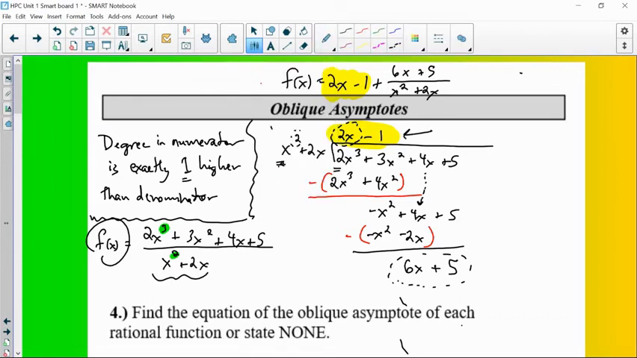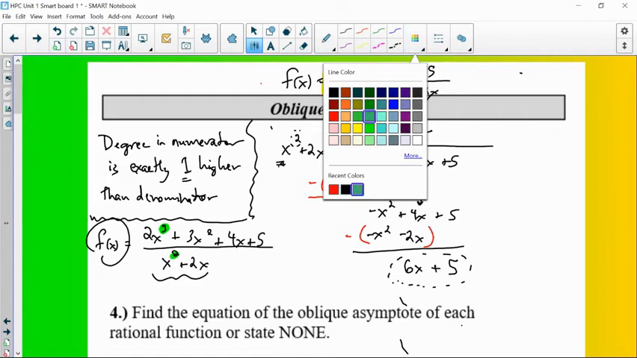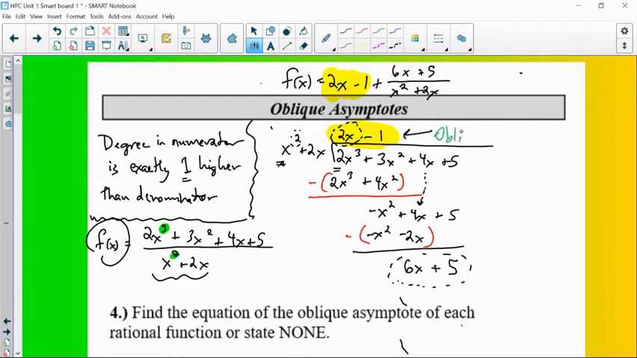So up there, and I'll maybe even write that in green, oblique asymptote. And remember, it's an equation, so it should be like y equals. So my equation is y equals 2x minus 1. Now, what does that look like, 2x minus 1? So I would just draw a dotted line, and at infinity, or the endpoints, the graph will start to look like that diagonal line.